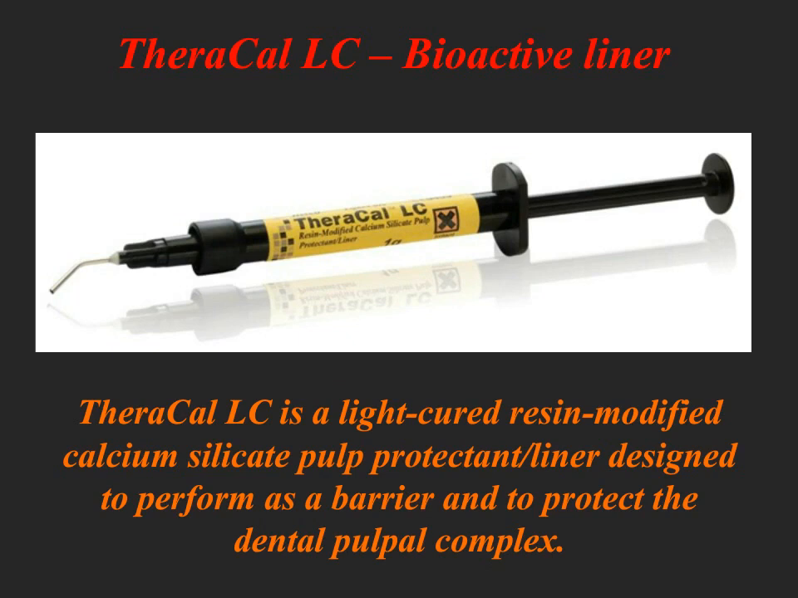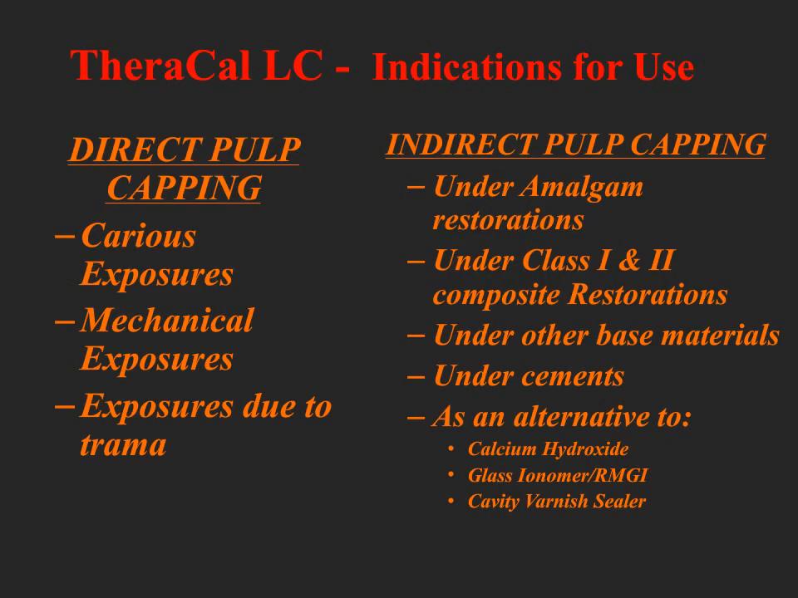Here's TheraCal LC. TheraCal LC is a light-cured, resin-modified calcium silicate pulp protectant liner designed to perform as a barrier and to protect the dental pulpal complex. TheraCal is a material that can be used for both direct pulp cap and indirect pulp cap. Activa, which I mentioned, which is also a bioactive liner, Activa BioACTIVE base liner, is indicated for indirect pulp cap.